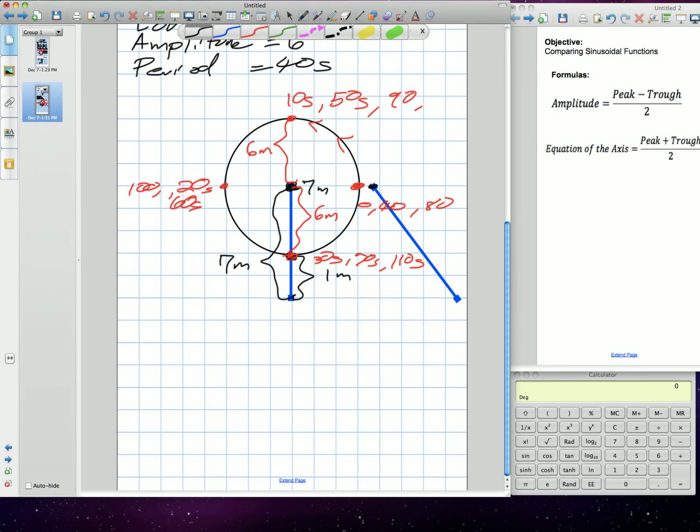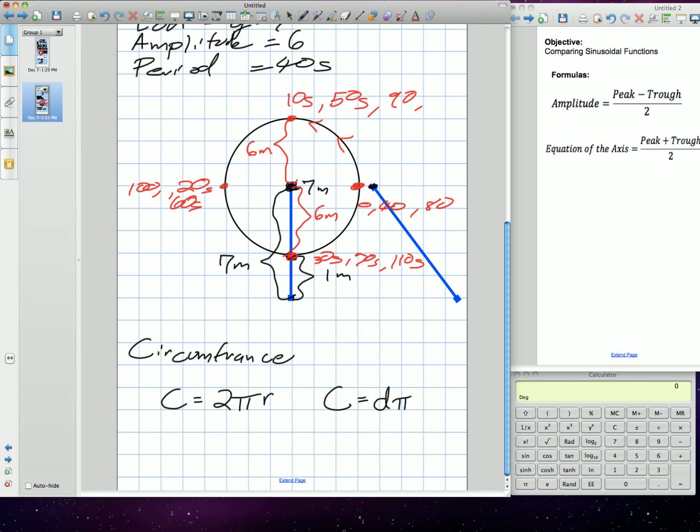Okay, so they're going to ask us for the circumference of this circle. Circumference is 2 pi r, or C equals diameter times pi. So you either multiply the radius by 2 and get the diameter, or you just find what the diameter of the circle is and times it by pi.